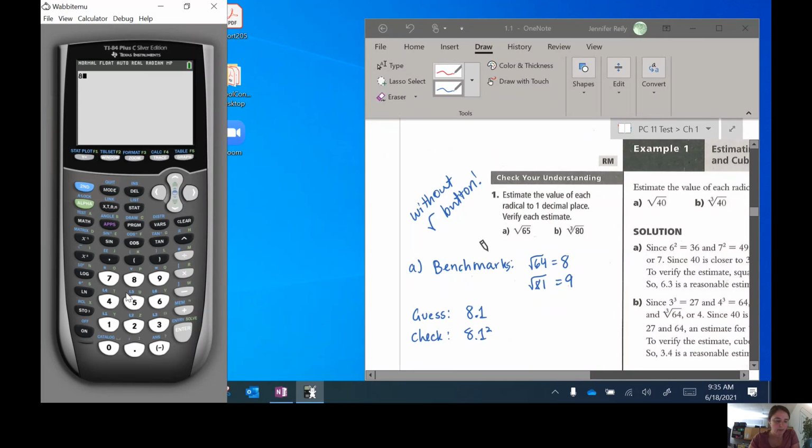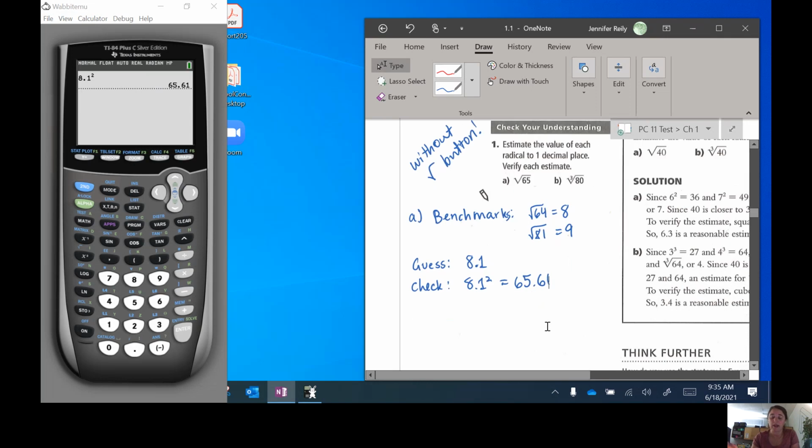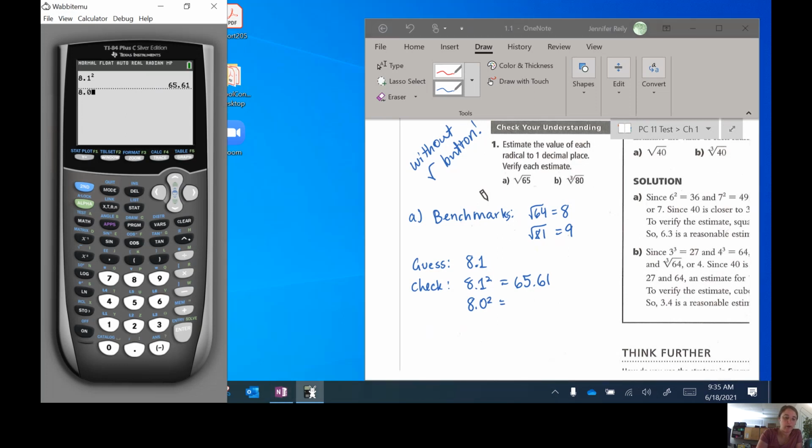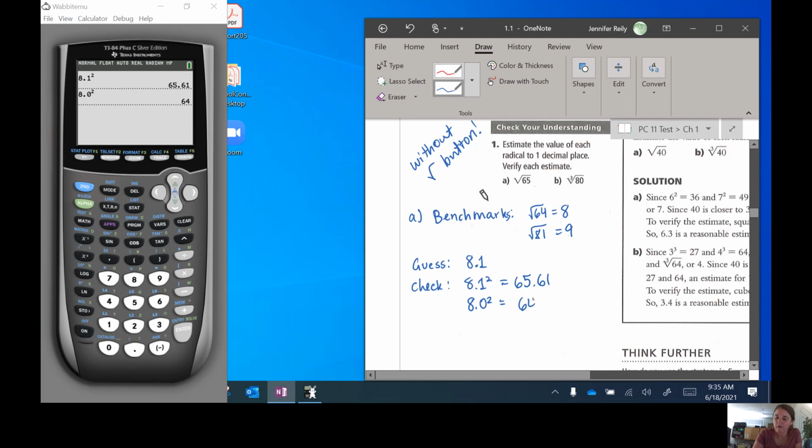There we go. 8.1 squared equals 65.61. That's pretty close. It's a little high. So I'm also going to check 8.0 just to see if that's a better estimate. 8.0. Oh, we already know that's 64. That's further away. So this is better. So then we can say final estimate.